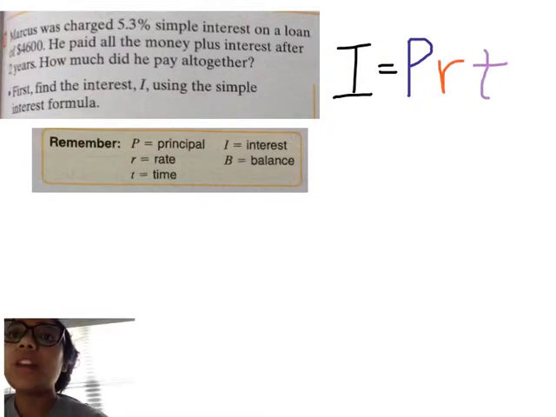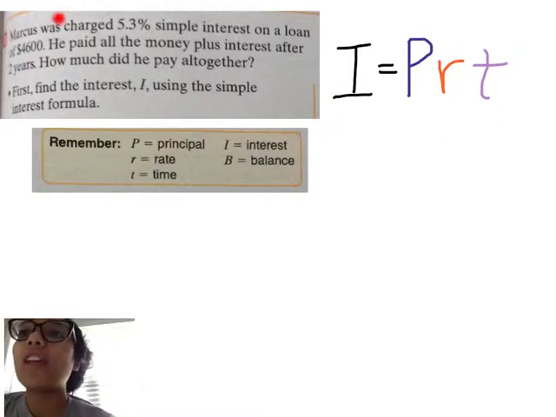So, Marcus was charged 5.3% simple interest on a loan of $4,600. He paid all the money plus interest after 2 years. How much did he pay altogether? So first you need to find the interest, using the simple interest formula. This is a simple interest formula.